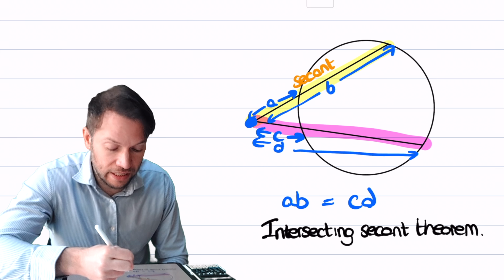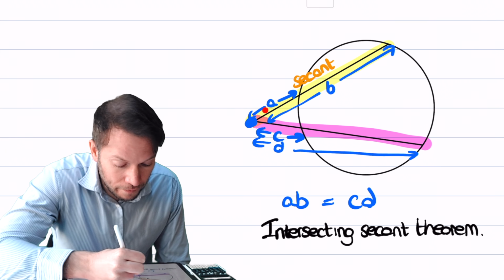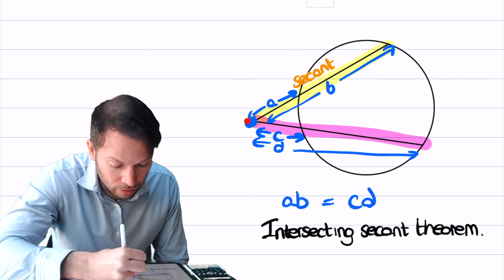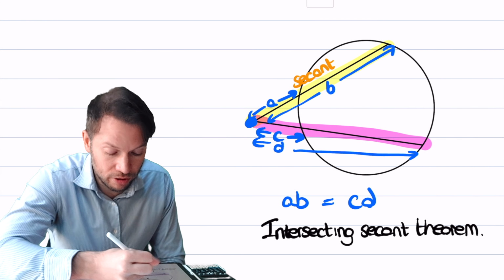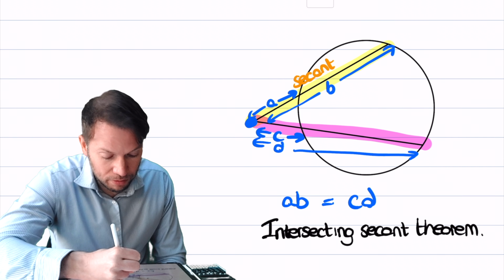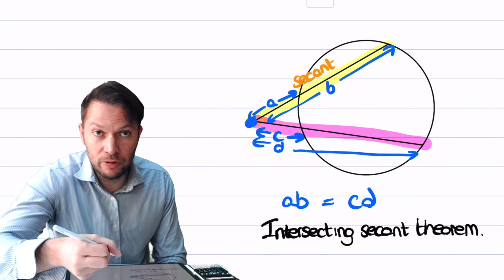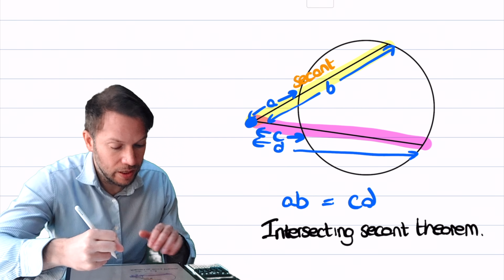Now, the way it works is this. From this point outside the circle, I do the distance to the first point where the secant cuts the circle, and the distance from that point again to the second point it cuts the circle, and find that product. So it's A multiplied by B. And that product will be the same as if I do it for the other secant. So this C multiplied by this D. So that's how it worked.